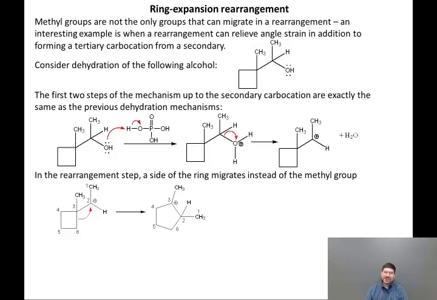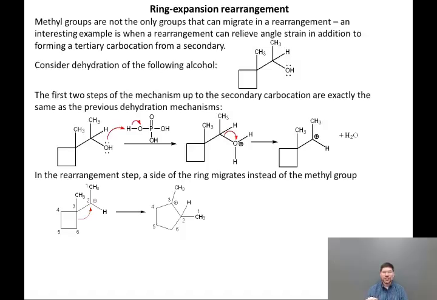And what I have done here is I've numbered the carbons to make it easy for you to see what's going on. So I arbitrarily started with carbon 1 at the end of the longest chain. So the cation is at carbon 2, and before rearrangement, the four-membered ring is carbons 3, 4, 5, and 6 with a methyl group on carbon 3. So it is the side of the ring, the bond between carbon 3 and carbon 6 that moves.